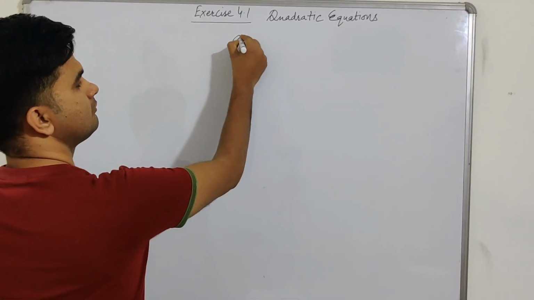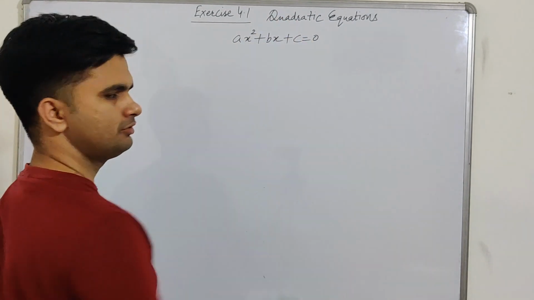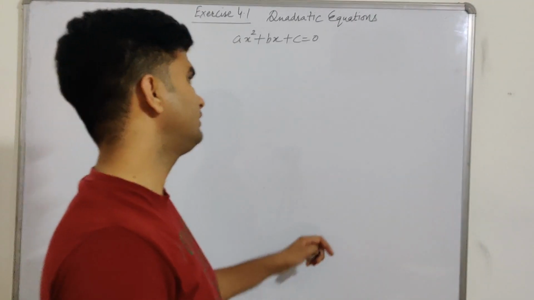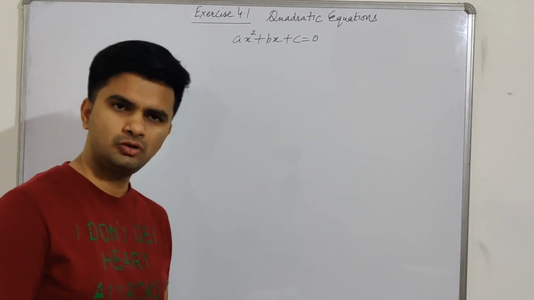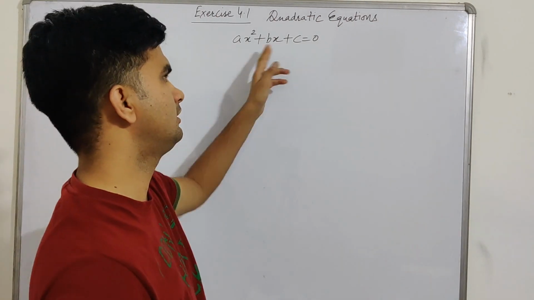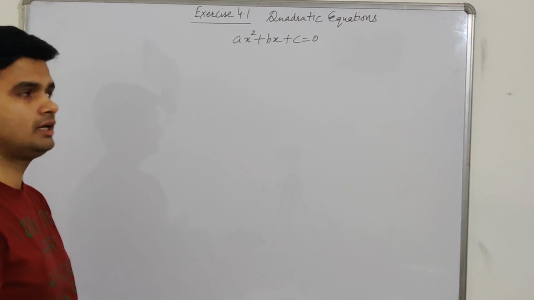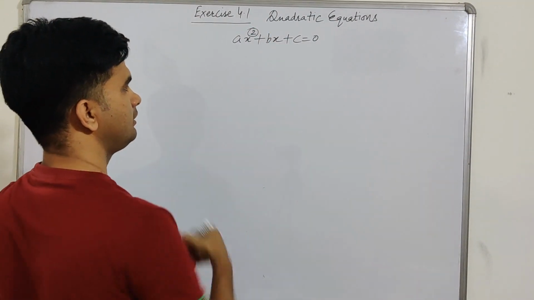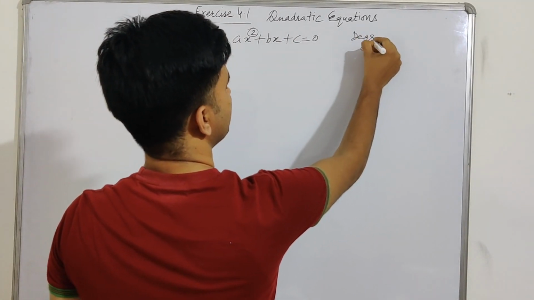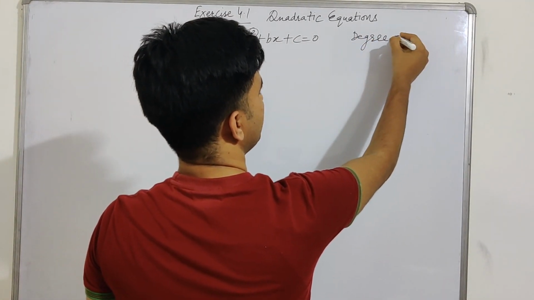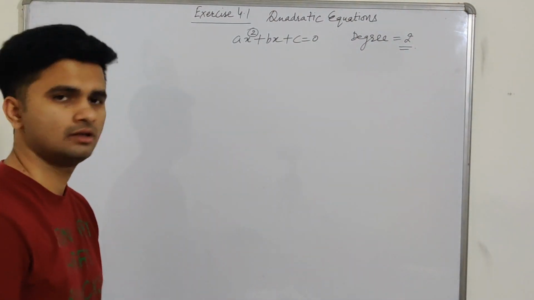I am writing the general form of a quadratic equation. ax² + bx + c = 0 is a quadratic equation. As we have already discussed linear polynomial, quadratic polynomial, cubic polynomial, here on the right-hand side it has two sides, that's why it has become an equation. Now why is it quadratic? Because the highest power of the variable, here the variable is x, or we can say the degree of this equation is 2. That's why it is a quadratic equation, right?